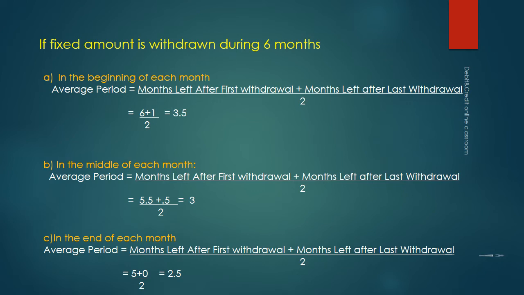If the withdrawal is at the end of each month, then the months left after first withdrawal will be 5. That is, we will be withdrawing the amount at the end of the month. So only 5 months are left. Then months left after last withdrawal will be 0. So average period will be 5 plus 0 divided by 2, that is equal to 2.5.